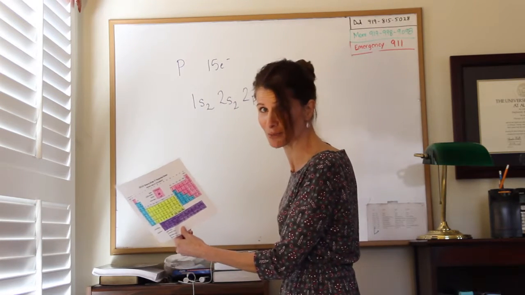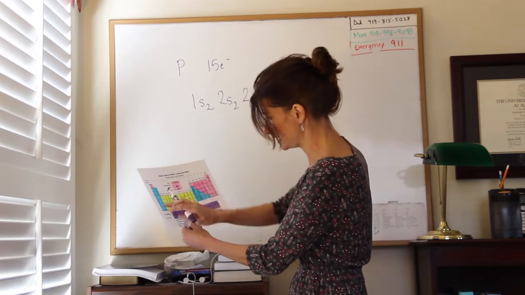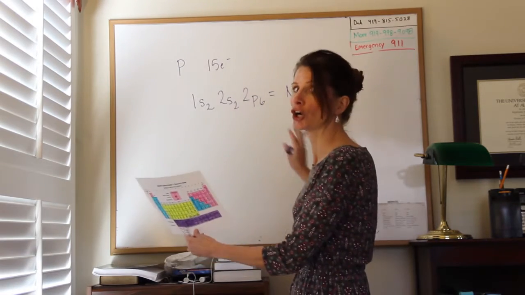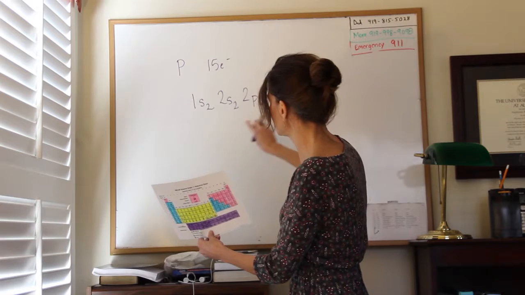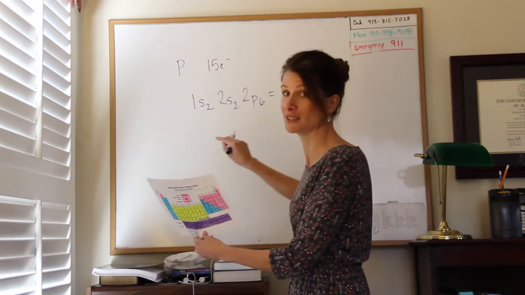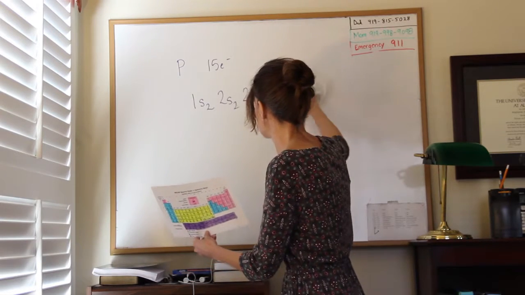Not the answer to the question, but I'm showing you that as you go across and down the chart, the electron configurations get longer and longer with more numbers and more letters and more subscripts. Okay, let's check and make sure this is really 10. 1, 2, 3, 4 plus 6 is 10. Okay, but we're not done. We're not actually trying to get to neon. We're trying to get to phosphorus.